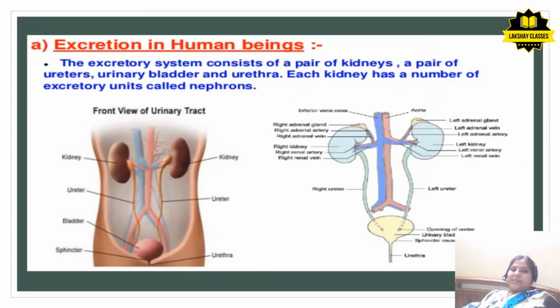So let's discuss our next life process, that is excretion in human beings. As you can see, this is the diagram of the excretory system. The excretory system has two kidneys, a pair of ureters, then the urinary bladder, urethra and sphincters. So this is a typical urinary tract or excretory system of the human being.